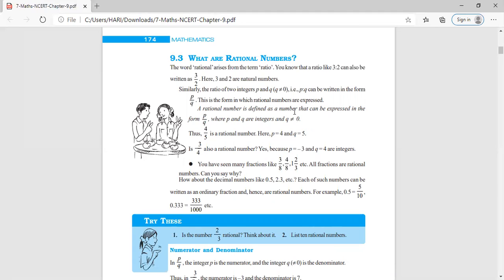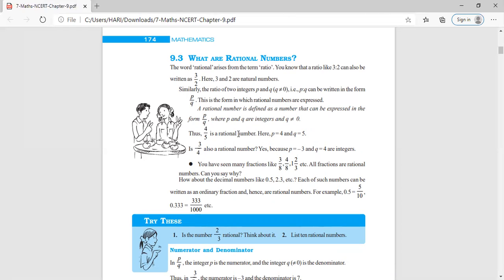Now we will compare a rational number and a fraction. In a fraction, the numerator can be either 0 or a positive number, and the denominator should always be a positive number. In a rational number, the numerator can be either a positive number, a negative number, or 0, and the denominator will be either positive or negative.